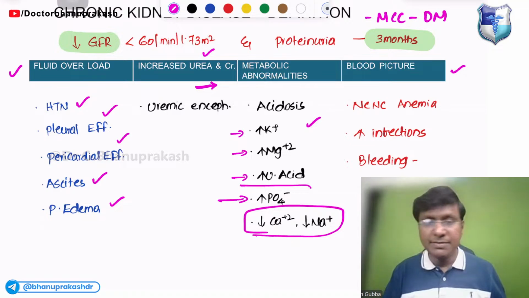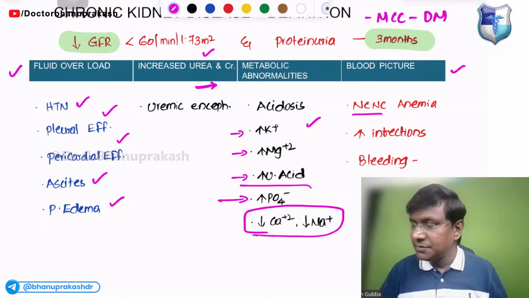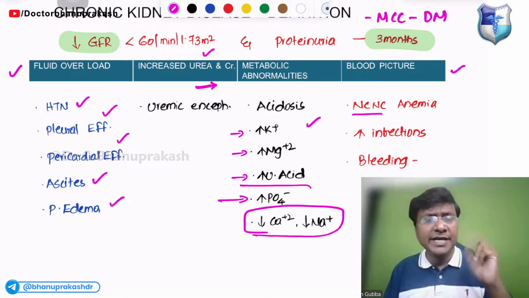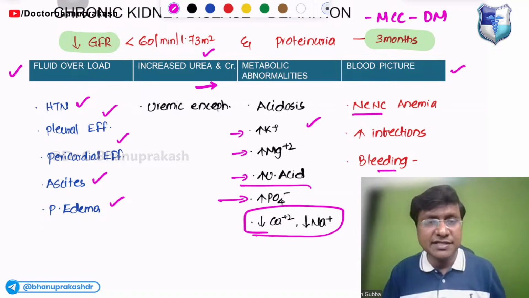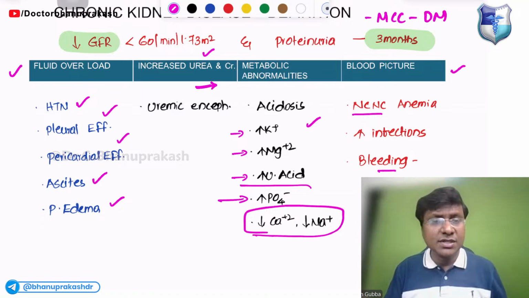Now coming to the blood picture. If you see, the type of anemia that you will have is normocytic normochromic anemia. That is number one. And these individuals are more prone to infections. Why? Due to decrease in granulocyte function. Next, they will have bleeding abnormalities. Why is that? Due to decrease in platelet activity. So this is the clinical picture that you will have in patients with chronic kidney disease.